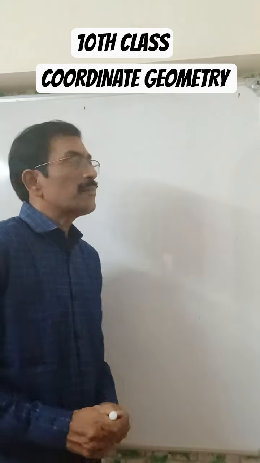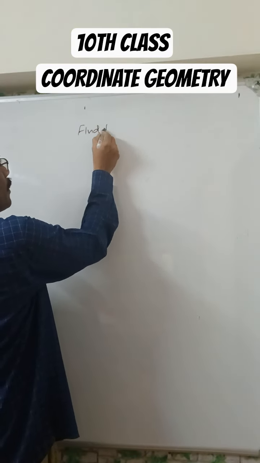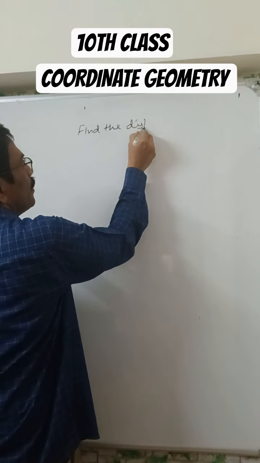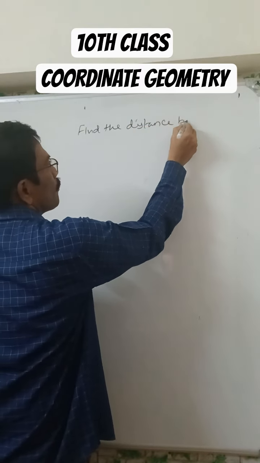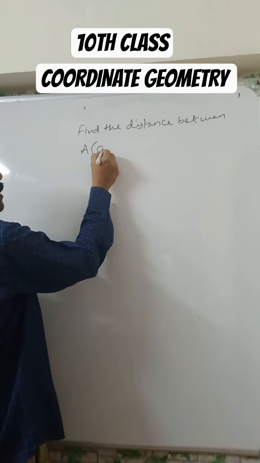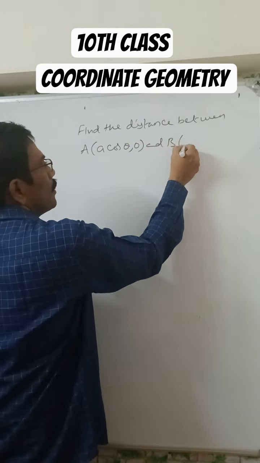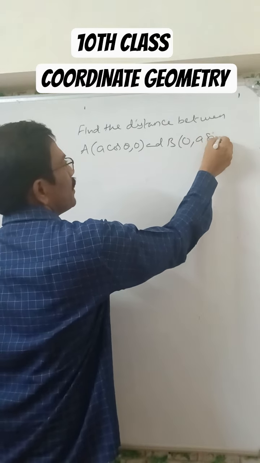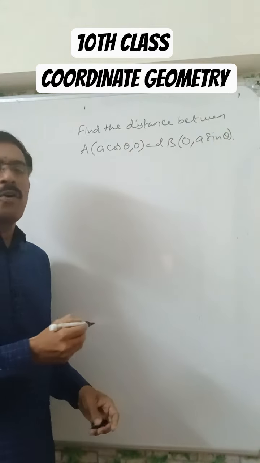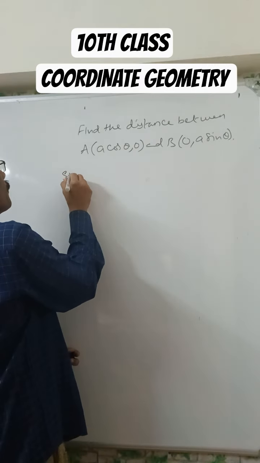The question is, find the distance between A(a cos theta, 0) and B(0, a sin theta). This is a very important 1 mark question. So let us answer it.